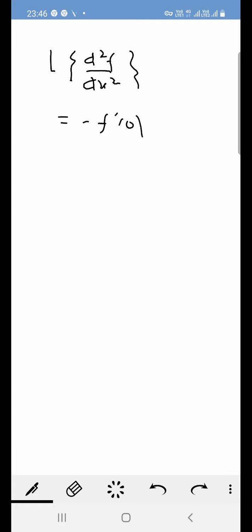Write it once again. L of d squared f by dx squared is equal to minus f dash 0 plus p times minus f of 0 plus p squared L of fx.